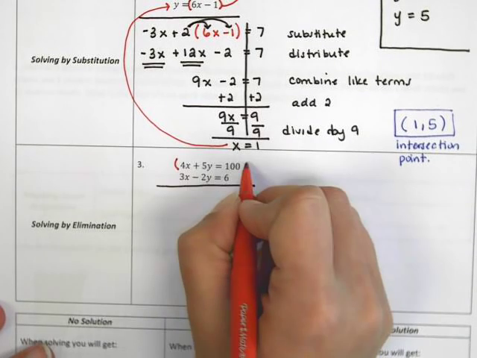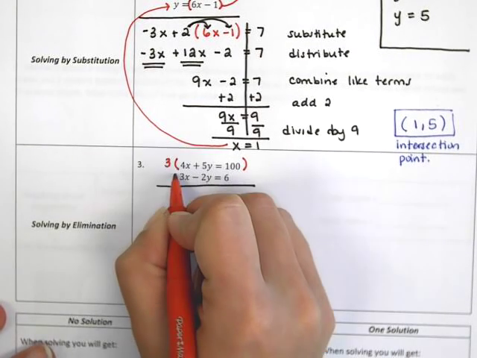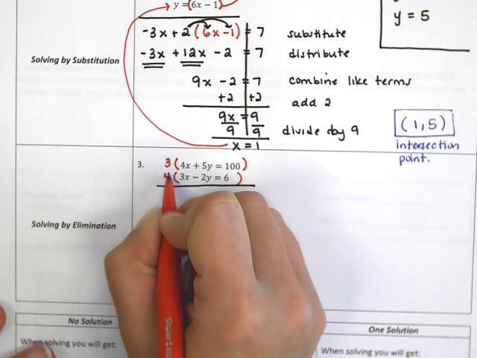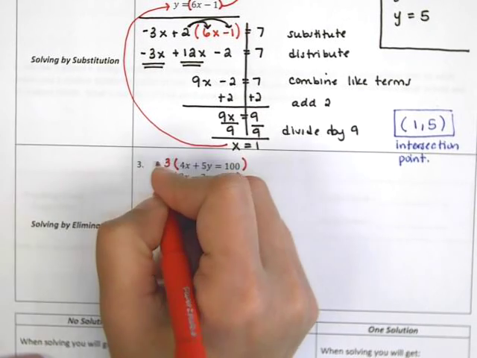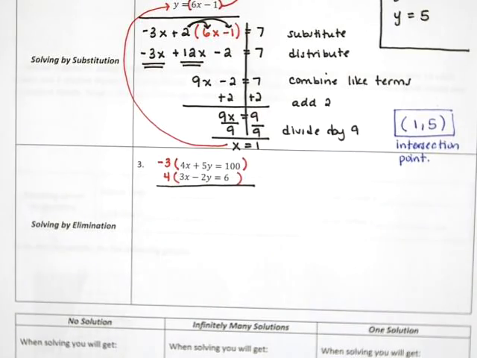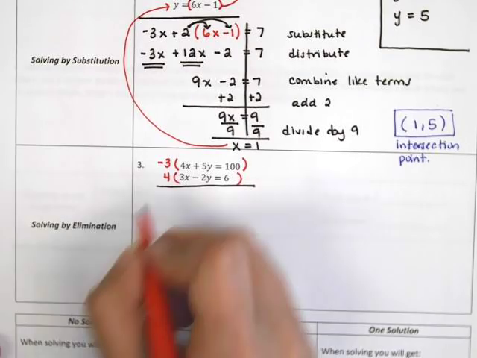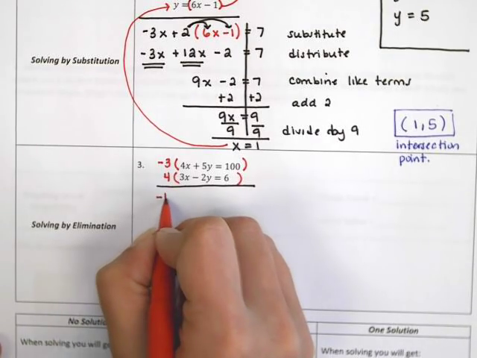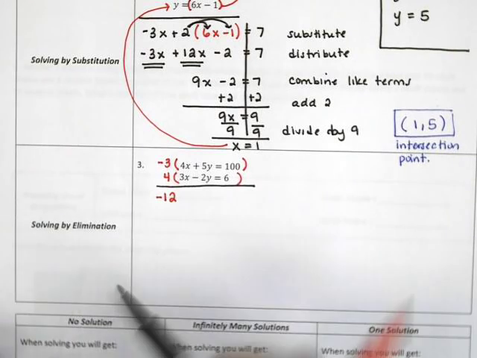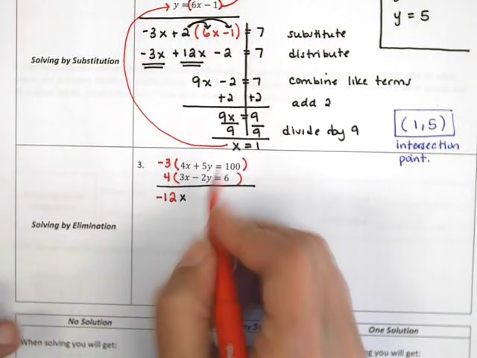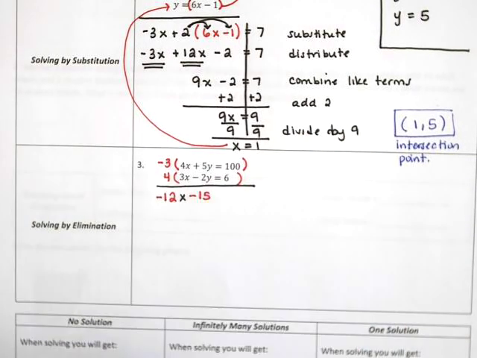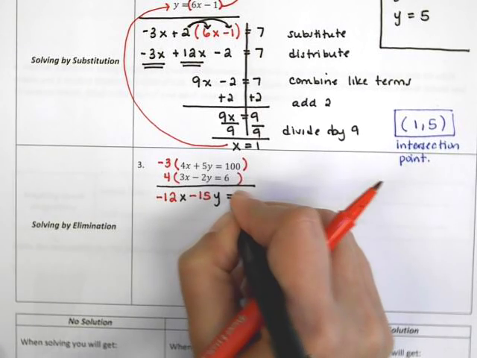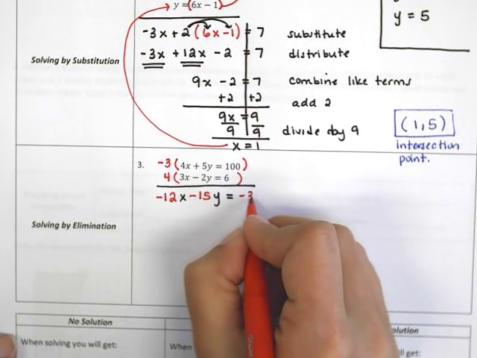So I'm going to multiply the first equation by 3 and the second equation by 4. And I'm going to make this a -3 so that it will become a negative coefficient for the x. Now when I distribute that to all of the coefficients, my new coefficients are -12x minus 15y equals -300.